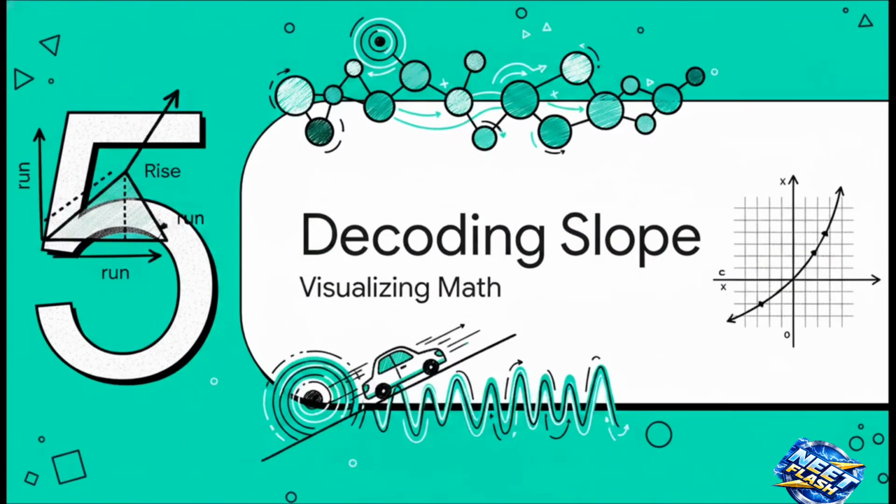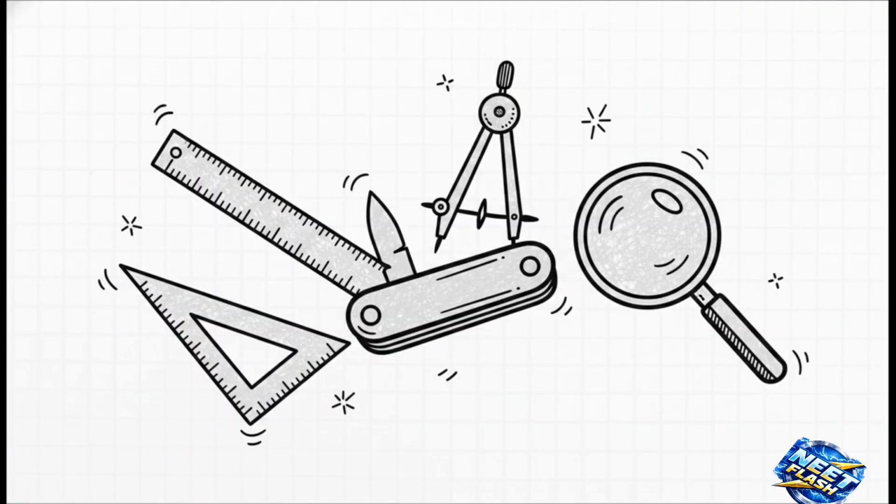Finally, section 5, decoding slope and visualizing the math. Reading graphs and understanding coordinate geometry is absolutely vital. It's how we visualize physical phenomena, especially when we get into thermodynamics and motion. I want you to treat these 4 methods as 4 distinct weapons in your toolkit. Depending on what data a problem gives you, you've got 4 ways to find a slope.